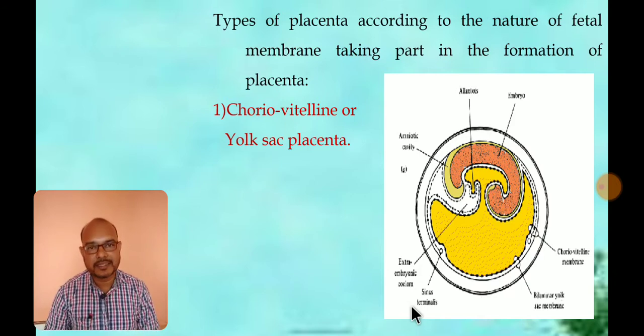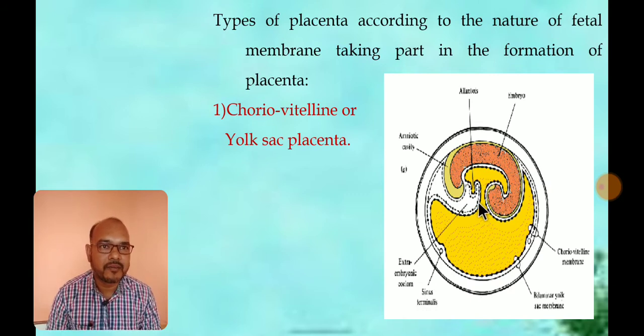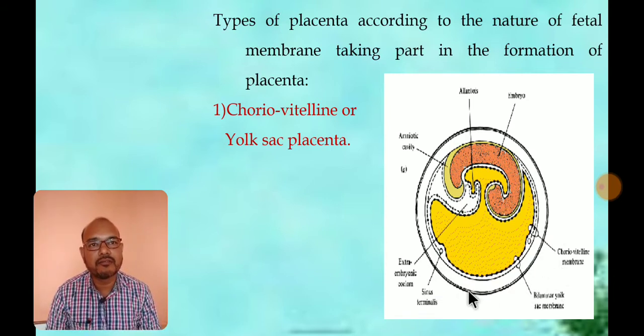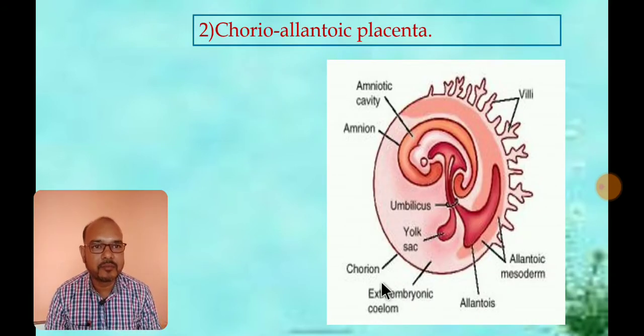Then the types of placenta according to the nature of the fetal membrane taking part in the formation of the placenta. Number 1, the choriovitelline or yolk sac placenta. The brownish part indicates the developing embryo, which attaches to the allantois. The amniotic cavity is filled with amniotic fluid, along with the extraembryonic coelomic cavity, as seen in the choriovitelline or yolk sac placenta.